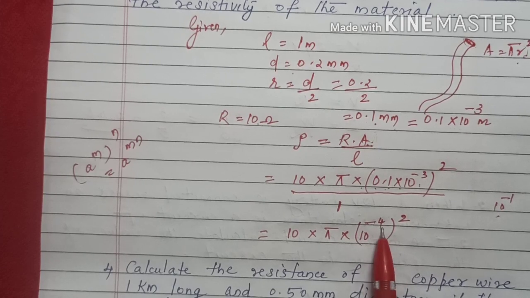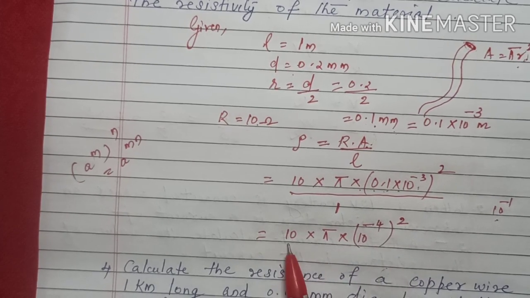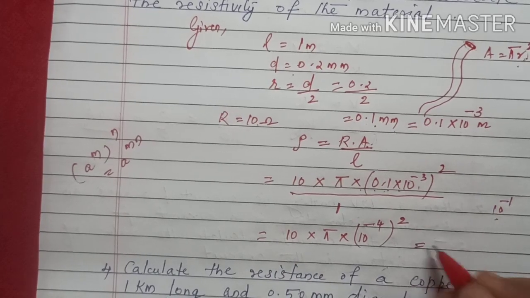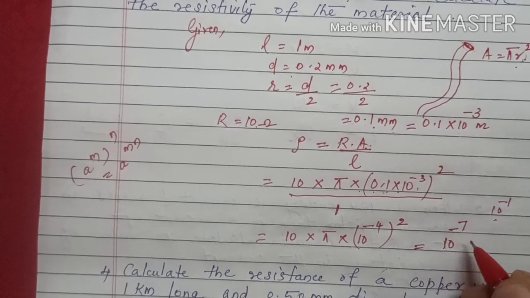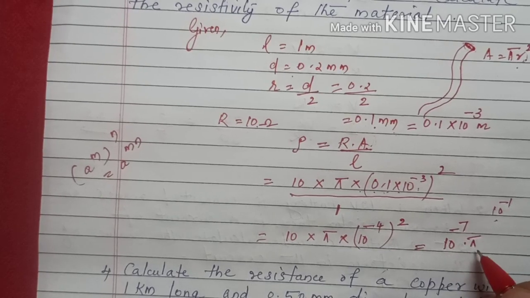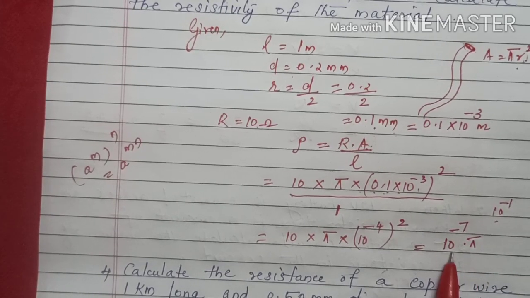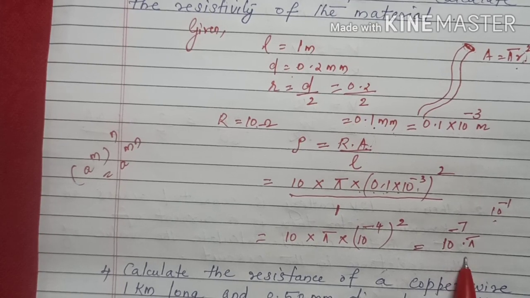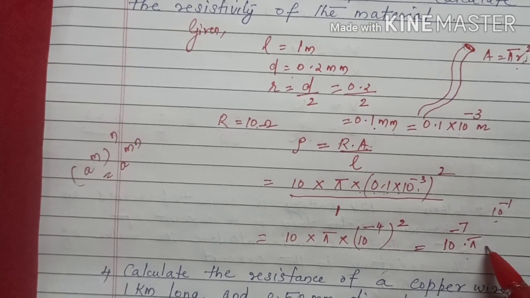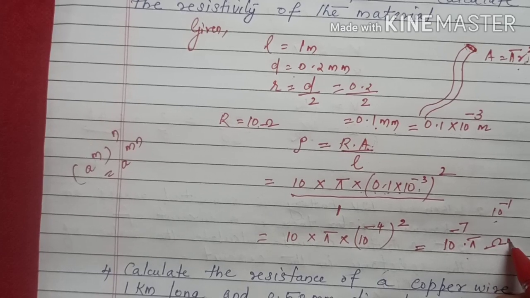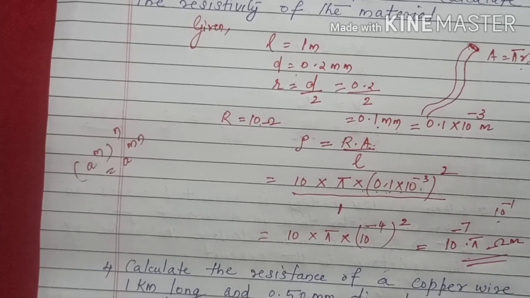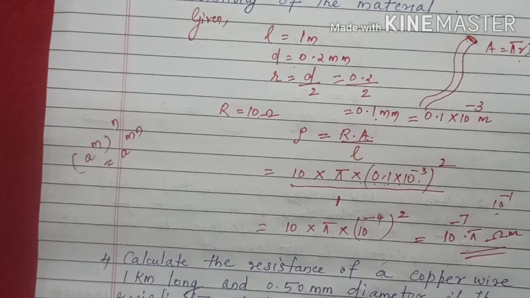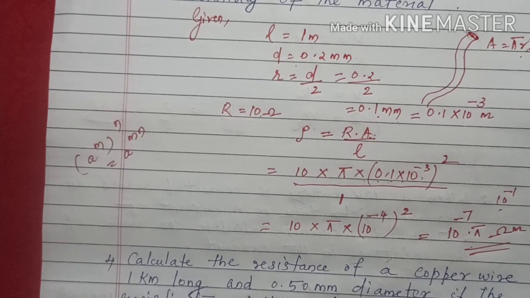Okay, and 10 raised to minus 8 into 10 will give you 10 raised to minus 7. So you can write 10 raised to minus 7 into pi, or 3.14 into 10 power minus 7. Clear? So this is the resistivity, and resistivity has a unit, so you have to write that unit also. It is ohm meters. Ohm meter is the unit of resistivity. Understand? So that's all about this question.